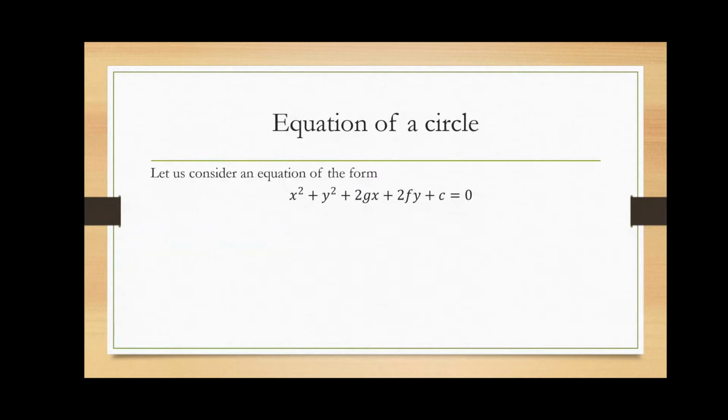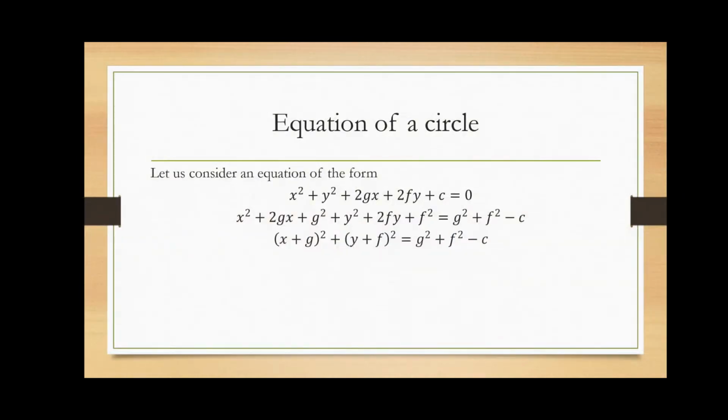And in this form, if we do a little bit of manipulation, what is the manipulation? I am adding g square on both sides, I am adding f square on both sides, and I am taking that c on the other side. If I am doing so, then what is happening? I am getting exactly a form something like this, that is x plus g whole square plus y plus f whole square equals to g square plus f square minus c.